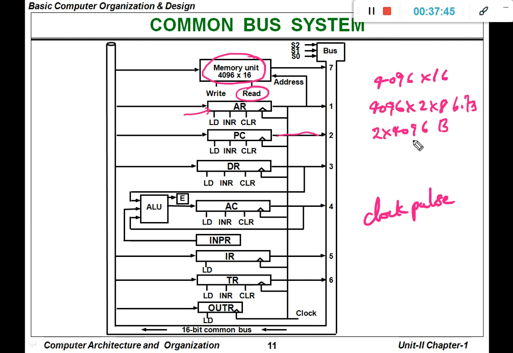If you convert using 1024, it is 2 into 4 into 1024 bytes. So that is 8 KB. So how much memory is it? It is only 8 kilobytes of memory, very, very small memory. That is why it represents the old computer, and these registers also represent the registers of the old computer.